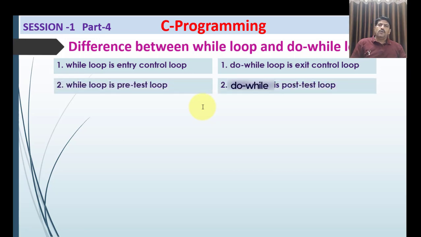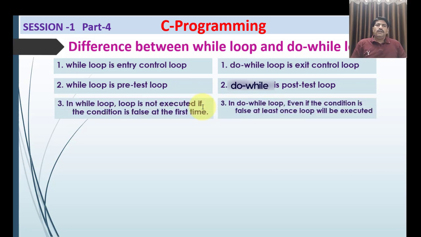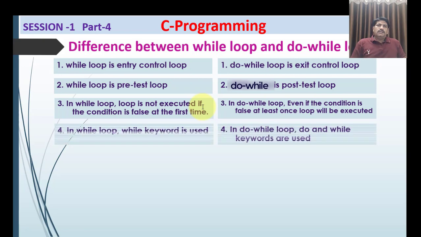Second one is, while loop is a pre-tested loop, and the do while loop is a post-tested loop. In the case of while loop, the loop is not executed if the condition is false the first time. In case of do while loop, even if the condition is false, at least one time the looping statements are executed. Then in the case of while loop, the while keyword is used. In the case of do while loop, do and while keywords are used.